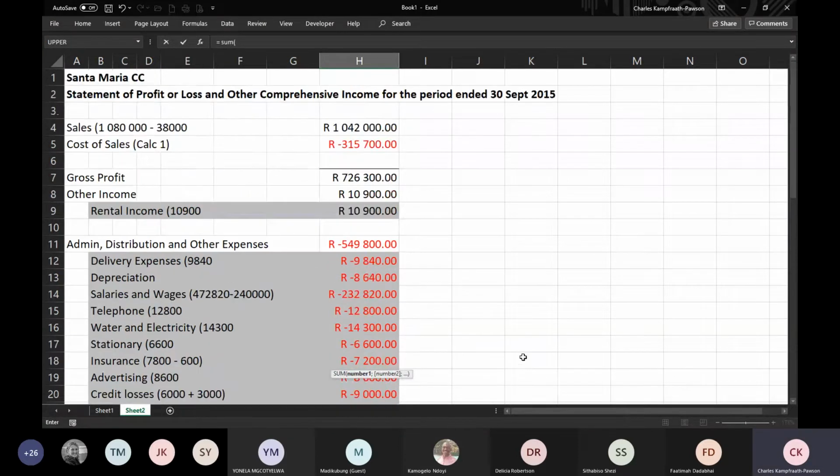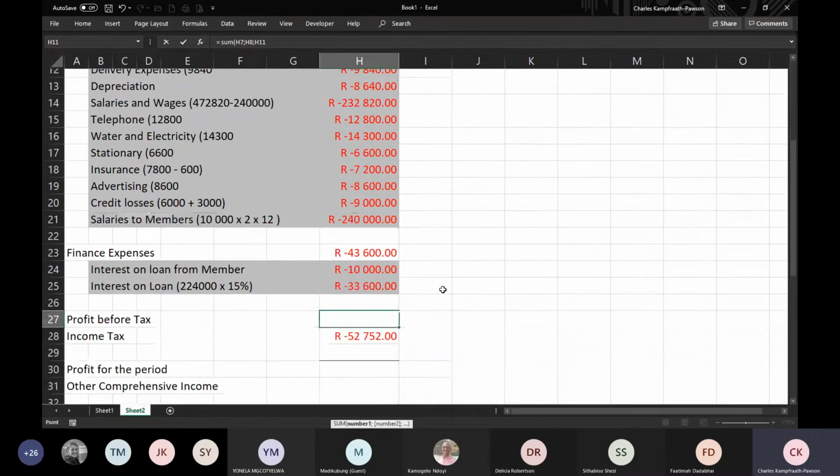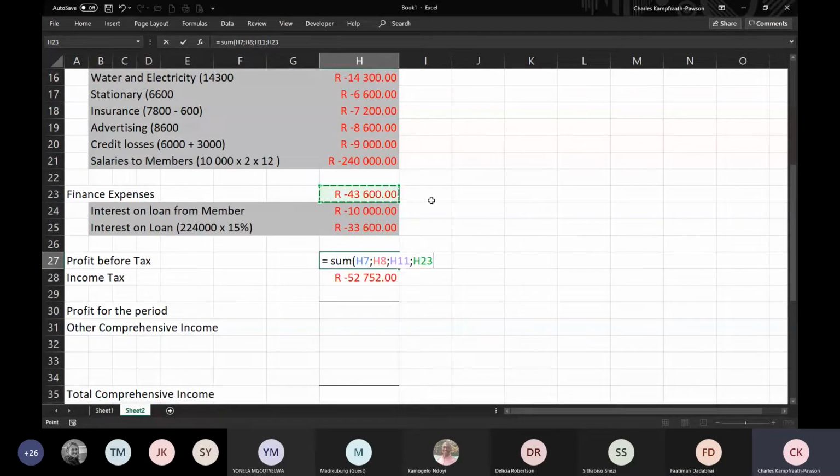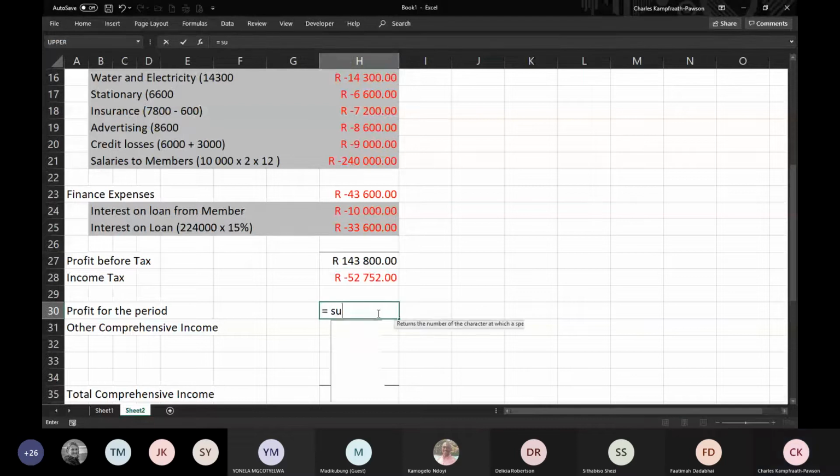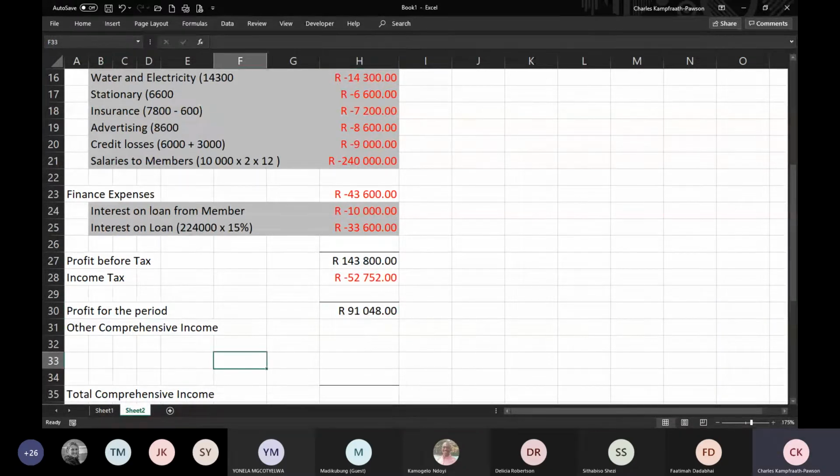Profit before tax will then be the gross profit plus other income, less distribution, administration and other expenses, less finance charges. So 143,800. Everybody happy? There were no other comprehensive income. Everybody happy?